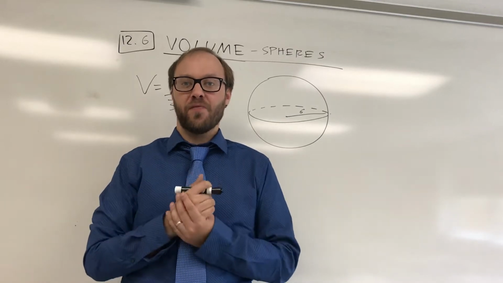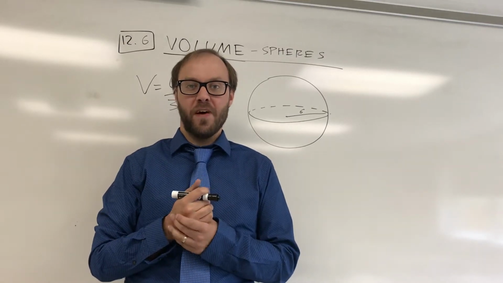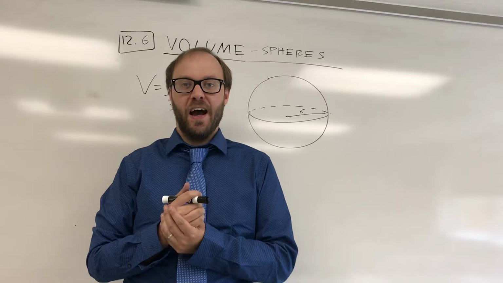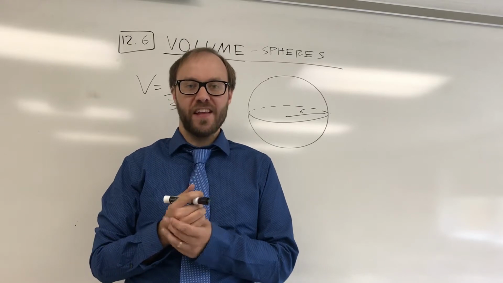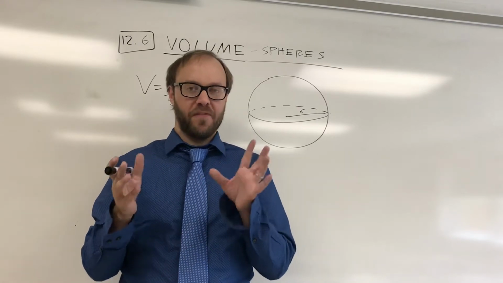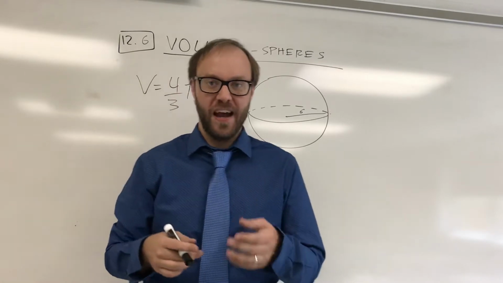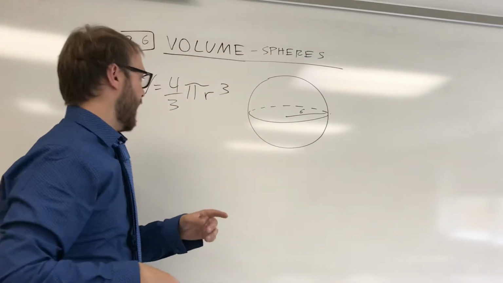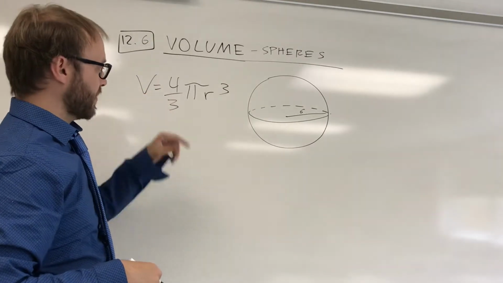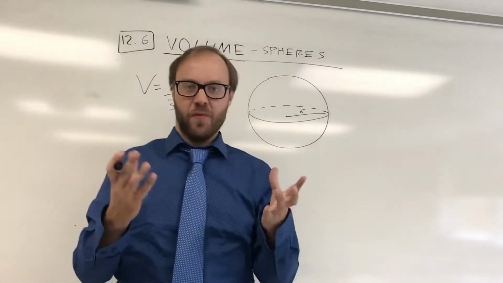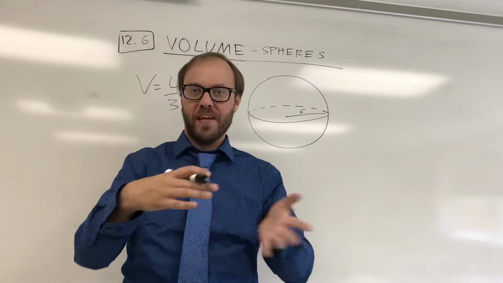Right, our final volume formula for the year is going to be the volume of a sphere, okay? The volume of a sphere formula looks a little bit like the surface area formula. If you remember, the surface area formula for a sphere is 4 pi r squared. Some little tweaks in that formula. It's now 4/3, and anytime you're dealing with volume, you have to take all 3 dimensions into account.